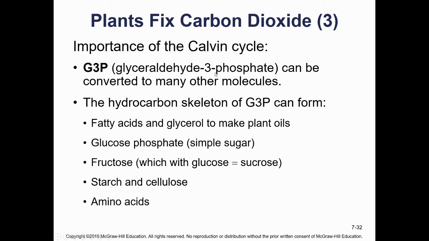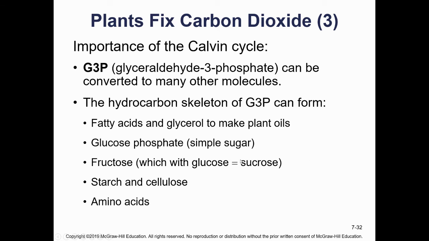So the Calvin cycle, this is really important. That G3P end product is really important because it can be converted to all sorts of stuff. I can make glucose to go to the mitochondria for cell respiration, but I can also make all sorts of other things. So this hydrocarbon skeleton of G3P, I can make fatty acids, I can make glycerol, gives me plant oils. I can make a simple sugar, glucose phosphate, glucose, which I can use in cell respiration.